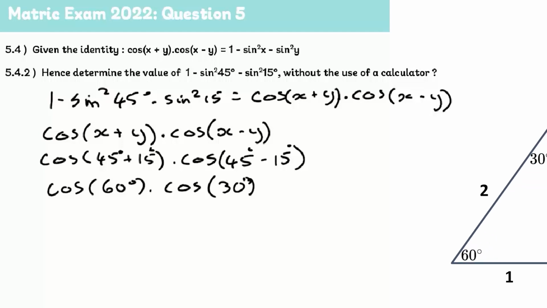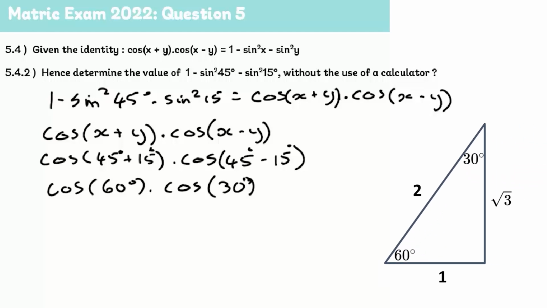Now all we need to do is take our triangle. What is cos of 60? It is adjacent over hypotenuse, which is a half. What is cos of 30? It's also adjacent over hypotenuse, but in this case, it is square root 3 over 2. Now we can't use our calculators, just remember that. So we multiply the 2 by 2, it's 4, and then the 1 by square root 3. And there's your answer.